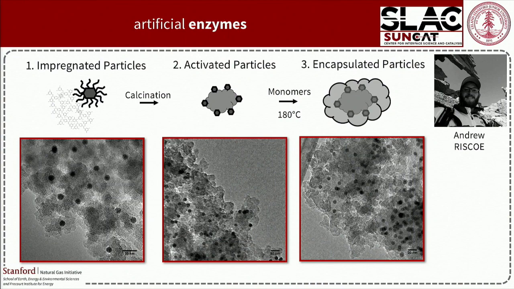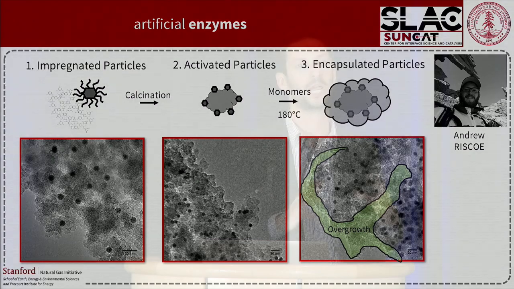Then we remove the ligands from the particles in order to activate the catalytic surfaces. And then we build this three-dimensional shell around the particles by putting more polymer around these materials. And here you can see this overgrowth of the polymer around the particles. So here we think we are creating these artificial enzyme pockets where we are confining our surface reactivity to these pockets. Do they work well?